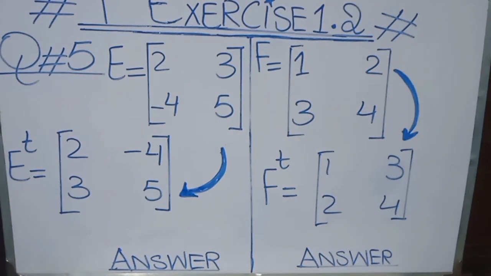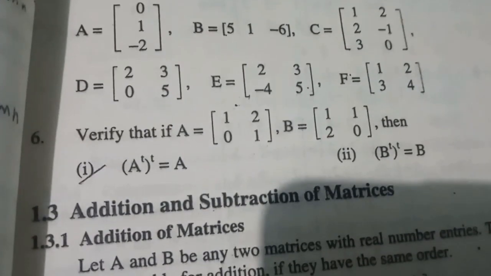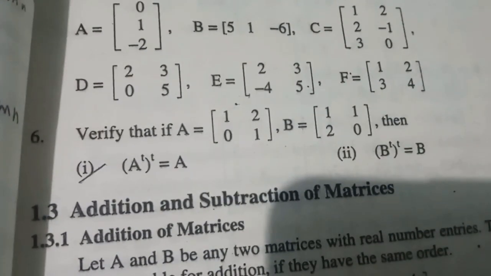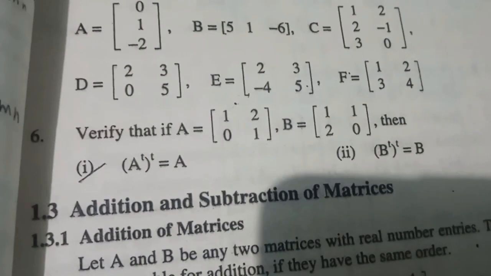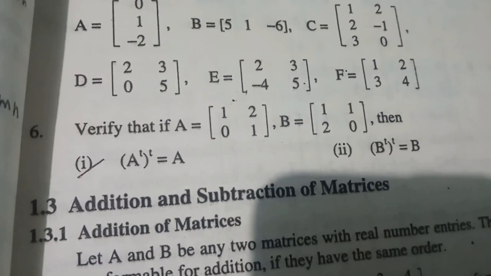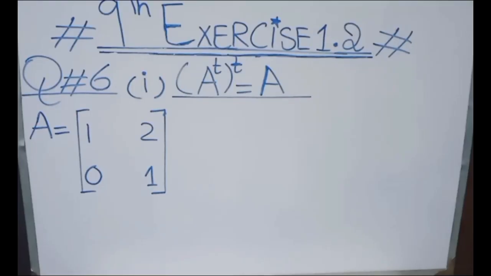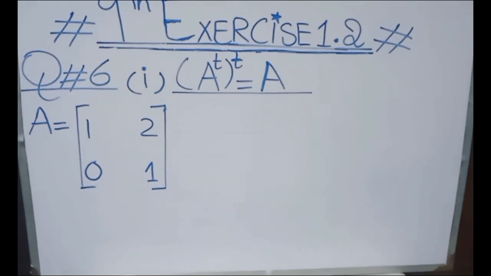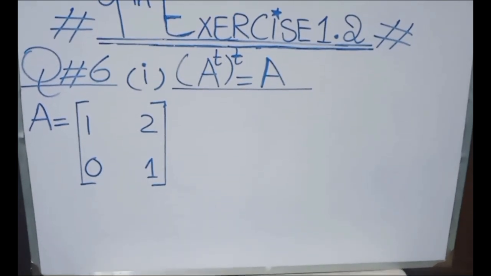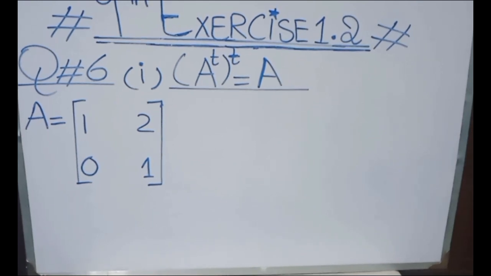And now we will start our sixth question. And our sixth question is, verify that if A is equal to 1, 2, 0, 1 and B is equal to 1, 1, 2, 0, then. The first part of question number 6 is the double transpose of A is equal to A. So we will try to find out whether this statement is right or wrong.